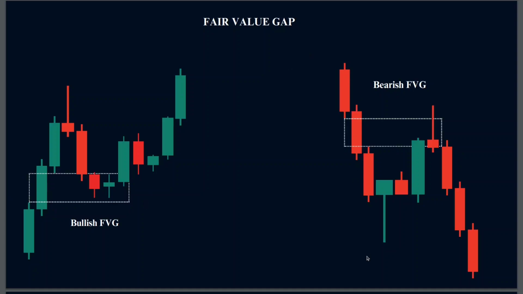The same scenario applies to a bearish market. We see this three candle pattern. We have this gap here, which is a bearish fair value gap. When price returns to this level, it taps into this fair value gap to continue its movement. This is one example of internal range liquidity.